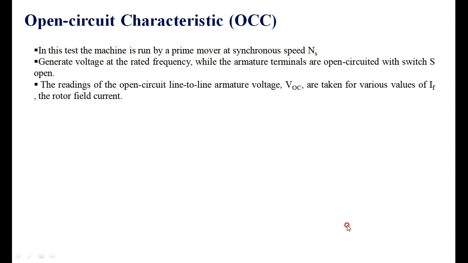Open circuit characteristics and short circuit characteristics are drawn for an alternator for calculation of the regulation of the alternator. We need these two test data, that is open circuit characteristics data and short circuit characteristics data. Thereby we are finding out the data needed to find the regulation of the alternator by different methods.